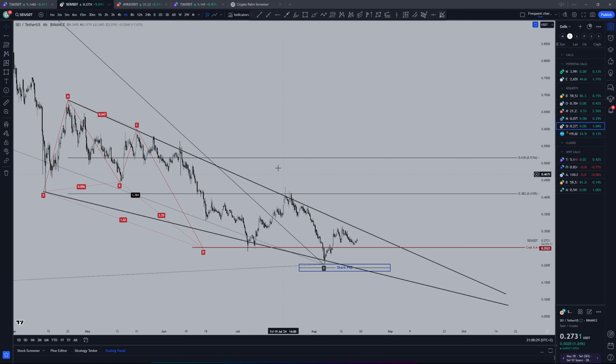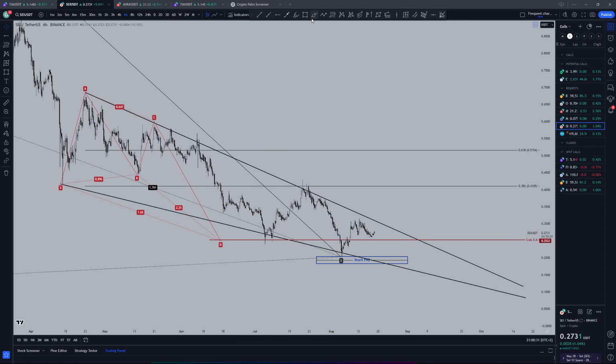I think we're just putting in a type 1 to type 2. So this is our type 1 reaction. We hit the T1, we reversed, and we are now reclaiming this level with a sweep. Because keep in mind, sweeps are allowed for type 2 reactions, right?